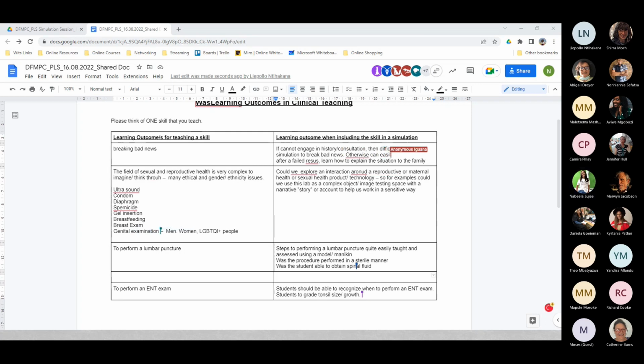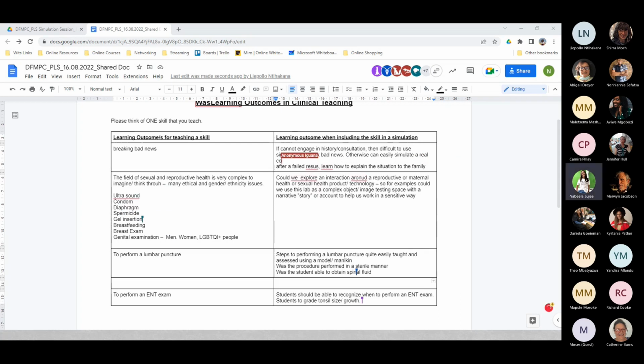So if I may ask anyone who'd like to contribute to the discussion, in looking at the list of learning outcomes for skill versus a learning outcome for simulation, can anyone reflect on what the big difference is for a skill versus a simulation when you're constructing a learning objective?